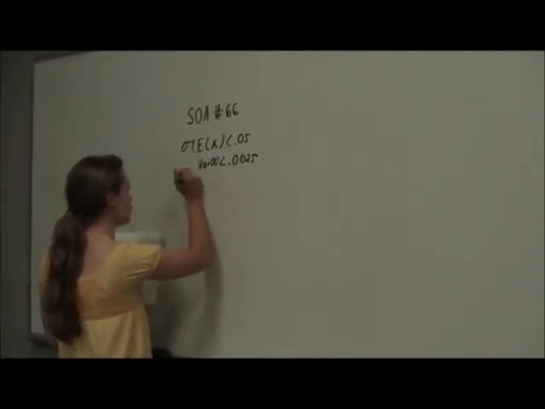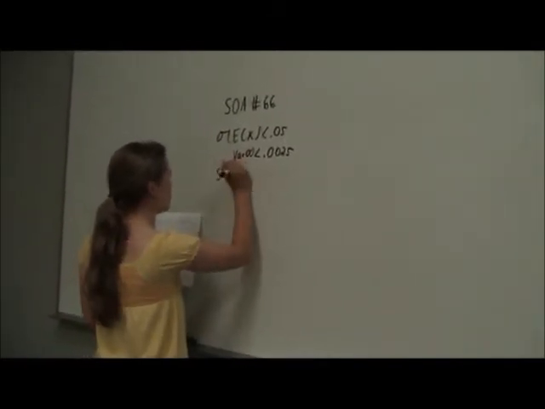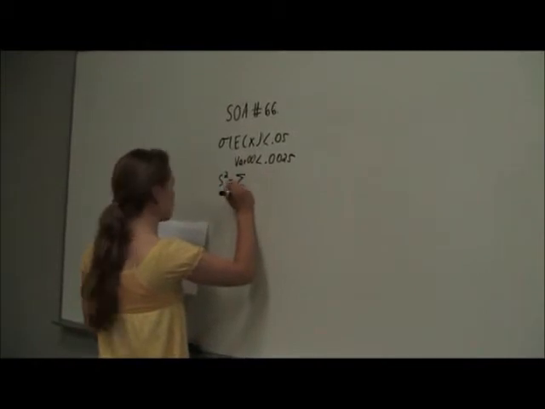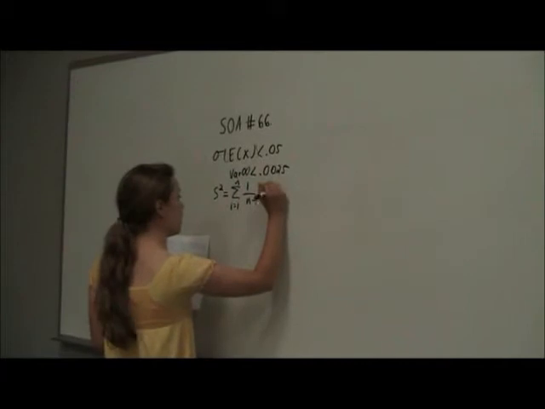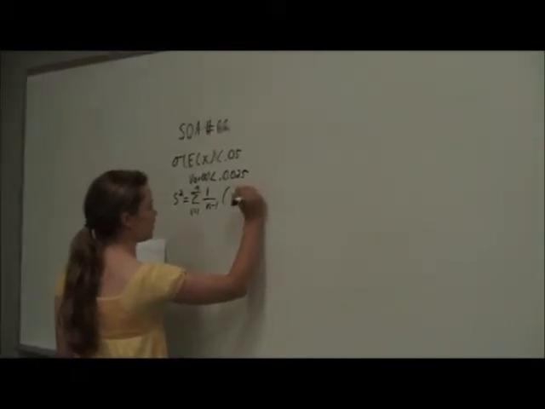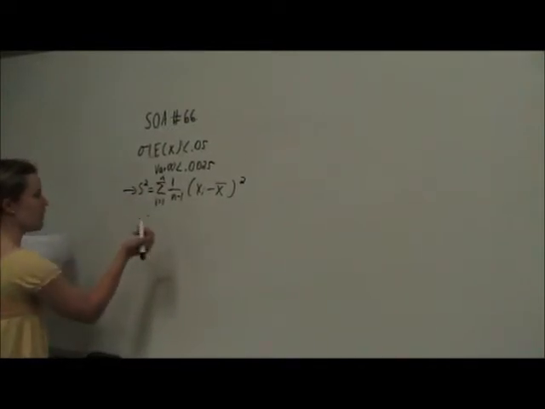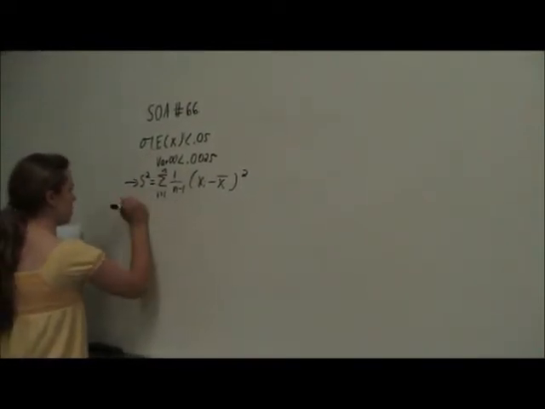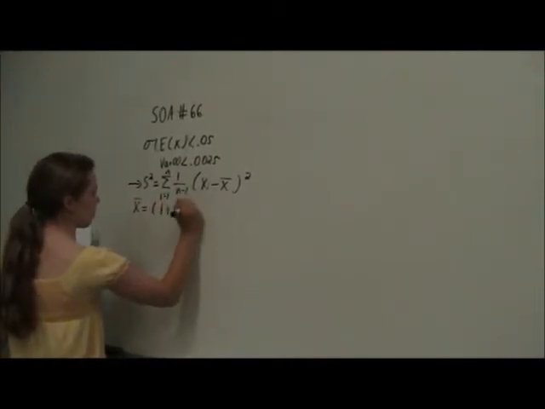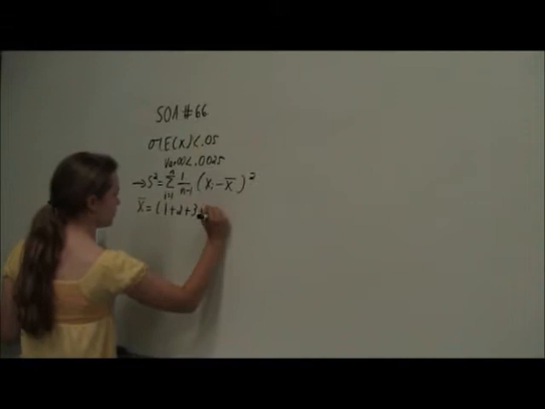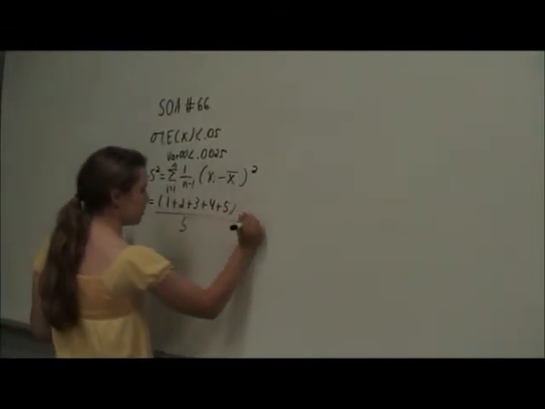To do this, we first need to find our sample variance, which is equal to the sum from i equals 1 to n of 1 over n minus 1 times (xi minus x bar) squared. This is just a formula from a basic statistics class. To use it, we need our x bar, which is the sum of all our values over the number of values, which is 3.